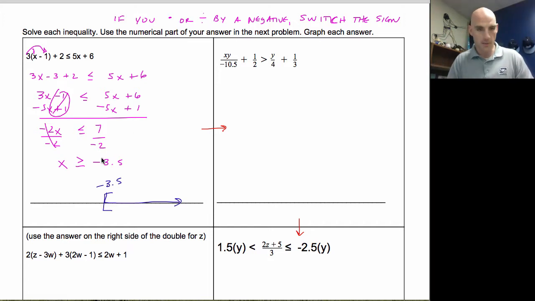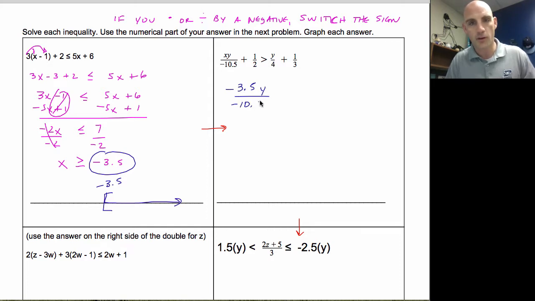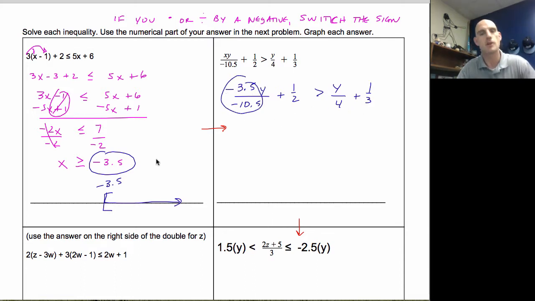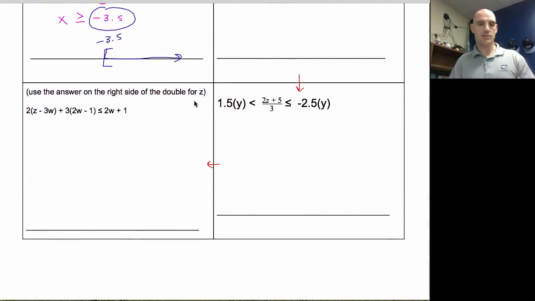So I'm going to take that number part and plug it in here. So I'm going to have negative 3.5y over negative 10.5 plus 1/2 greater than or equal to y over 4 plus 1/3. Okay. Hint: reduce this first. How many times does negative 3.5 go into negative 10.5? All right. Then use your least common denominators again. So reduce, and then use your LCD. Okay. At the end, let's check this out.